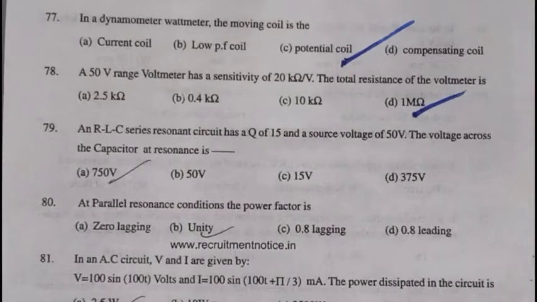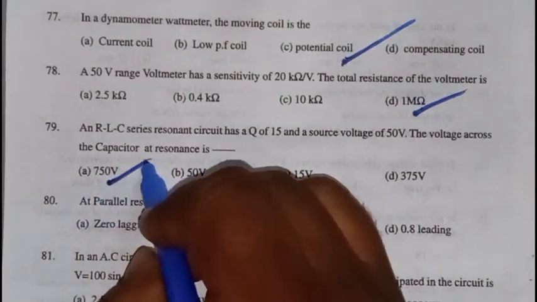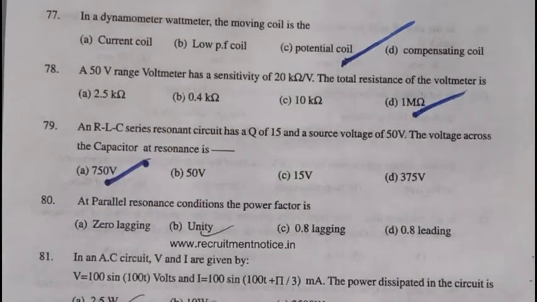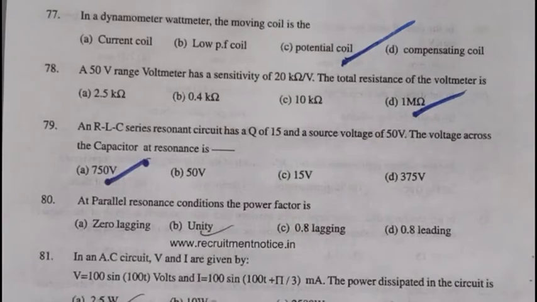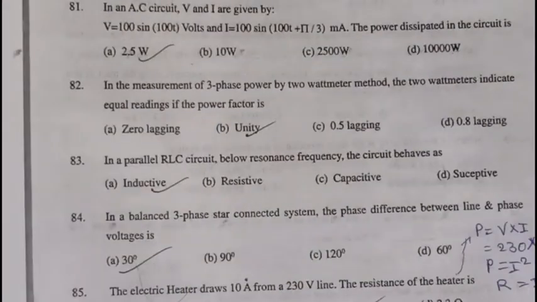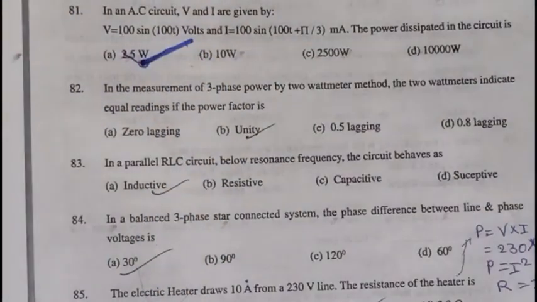Question number 79. An RLC series resonance circuit has a Q of 15 and a source voltage of 50 volts. The voltage across the capacitor at resonance is dash. Answer: 75 volts. Question number 80. At parallel resonance condition, the power factor is unity. Question number 81. In an AC circuit, V equals 100 sin 100t volts and I equals 100 sin(100t plus pi by 3) milliamps. The power dissipated in the circuit is 2.5 watts.